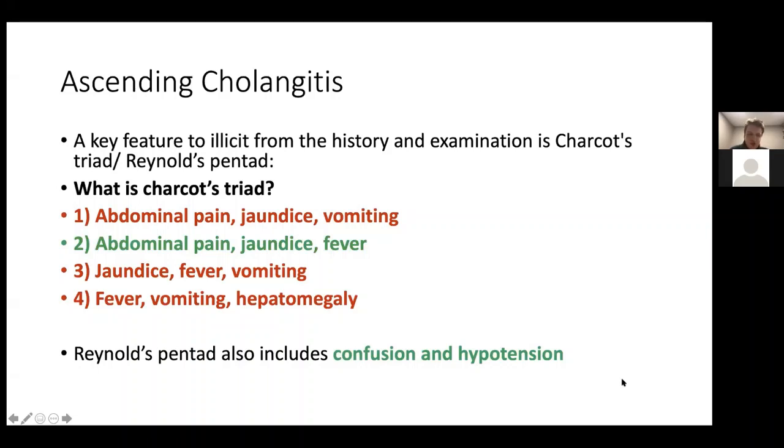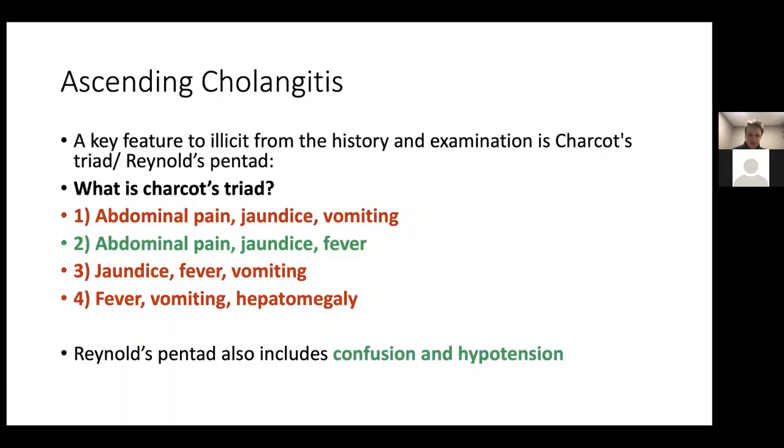So yep, number 2. So abdominal pain, jaundice and fever are classic signs of ascending cholangitis. This can be extended to Reynolds' pentad, which is abdominal pain, jaundice and fever, but with the added options of confusion and hypotension as well.